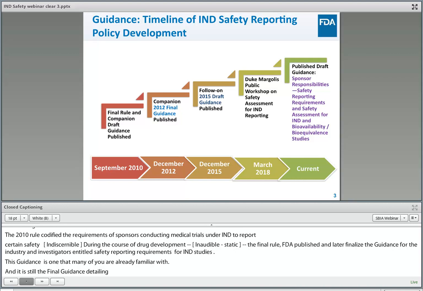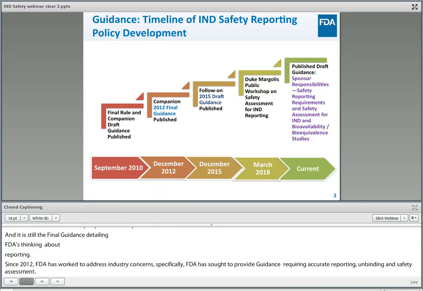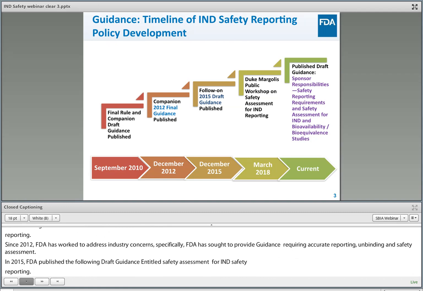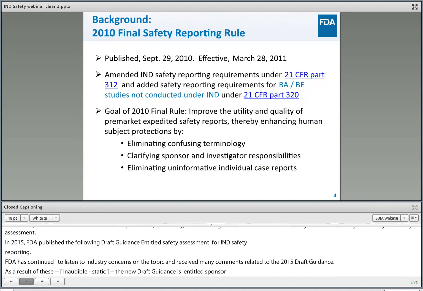In 2015, FDA published the follow-on draft guidance entitled Safety Assessment for IND Safety Reporting. FDA has continued to listen to industry concerns on this topic and received many comments related to the 2015 draft guidance. As a result of these industry concerns, FDA has created the new draft guidance that this webinar addresses. The new draft guidance is titled Sponsor Responsibilities, Safety Reporting Requirements and Safety Assessment for IND and Bioavailability Bioequivalence Studies. We'll spend further time in this webinar detailing the content of this new draft guidance.